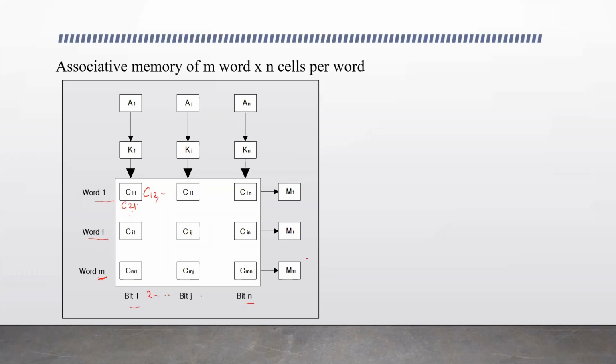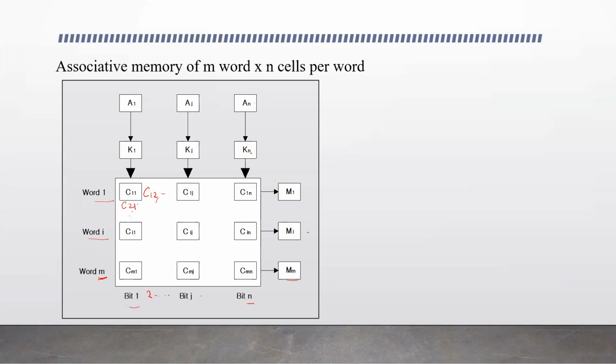And these are the corresponding bits of the match register. For word 1, the corresponding match register bit is represented as M1, for word i as Mi, and for word m the match register bit is Mm. And the argument register bits are A1, A2 to Aj, and then up to An. The argument register has n bits, and the key register has K1 to Kn.